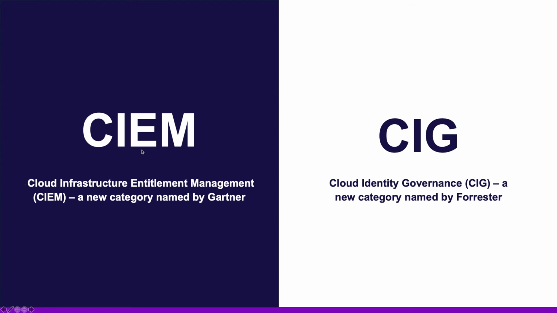So all this led both Gartner and Forrester to come up with market segments for solutions that come and address this specific problem. Gartner named theirs Cloud Infrastructure Entitlement Management, and Forrester named theirs Cloud Identity Governance. This really just goes to show the importance of the problem and the fact that the current cloud security solutions don't adequately address this issue.